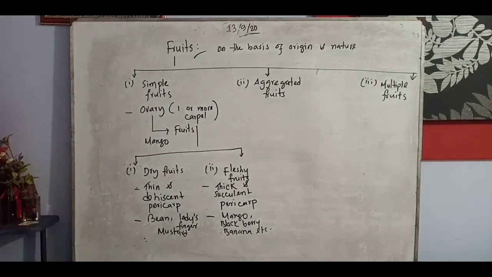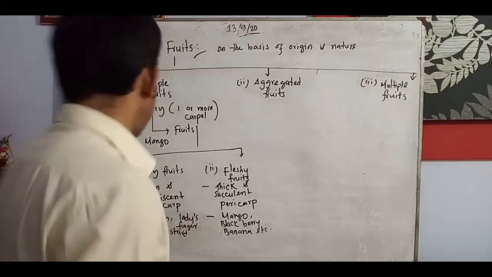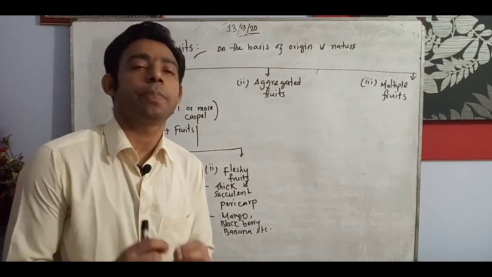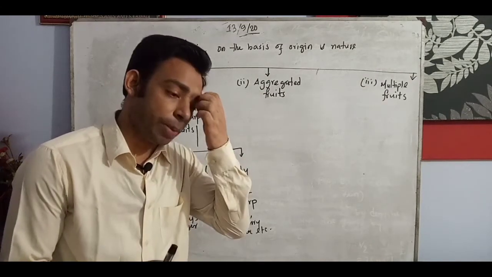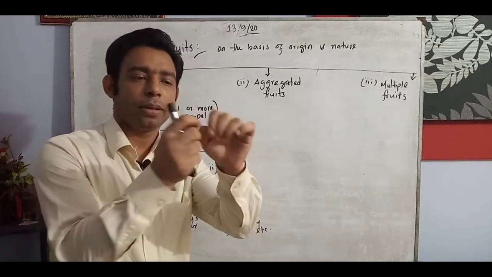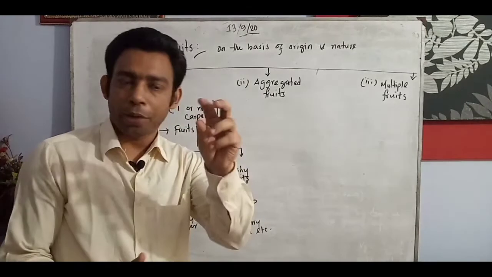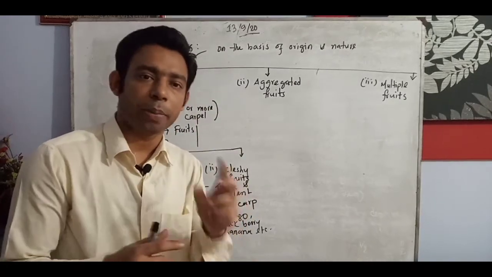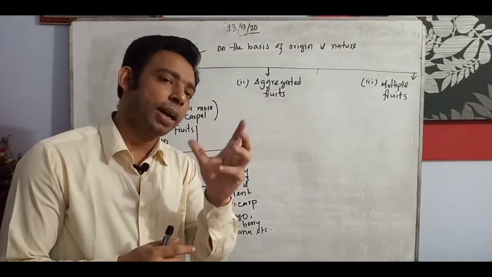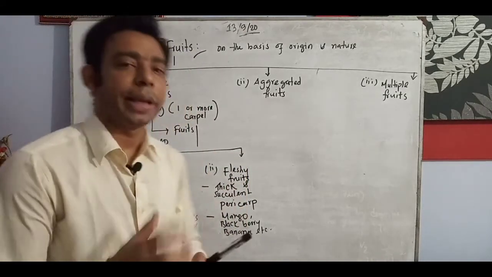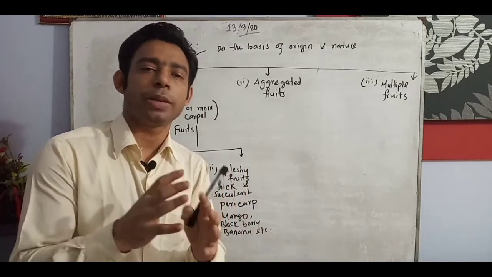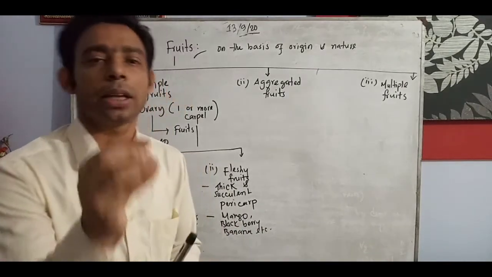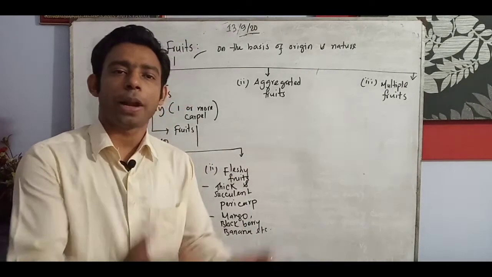There is one, the dry fruits, and another one is the fleshy fruits. Dry fruits, thin and dehiscent pericarp when the fruit is ripened. We have seen the outer layer, bean, it can be detached. But a very hard shell-like structure we have seen, or soft like that, but actually they are dehiscent pericarp. Dehiscent pericarp means actually not having any type of fluids at the time of ripening.